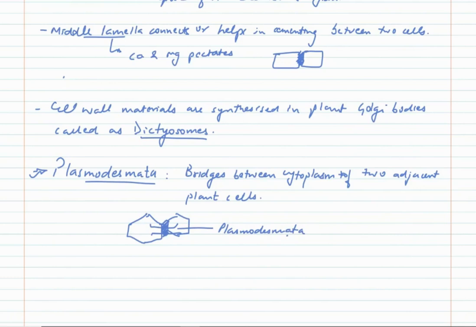They allow movement of substances from the cytoplasm of one plant cell to the cytoplasm of another plant cell. The name plasmodesmata was proposed by a scientist known as Strasburger in the year 1901.